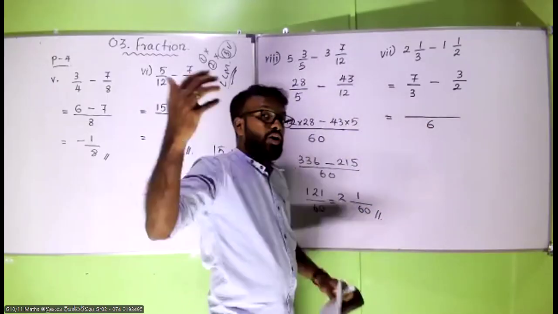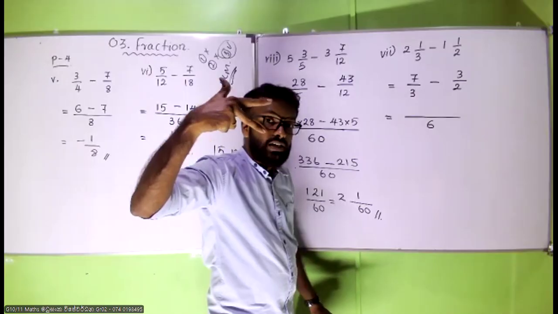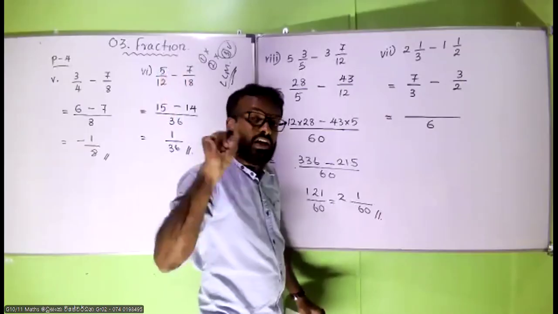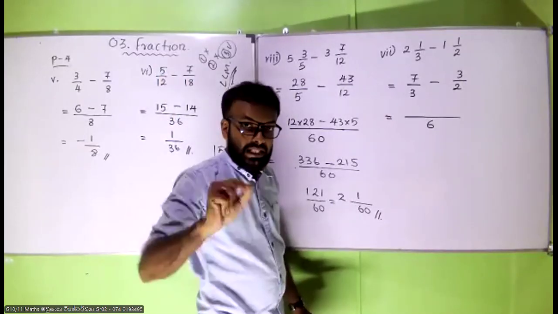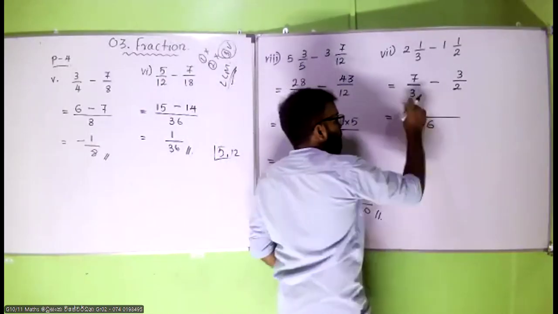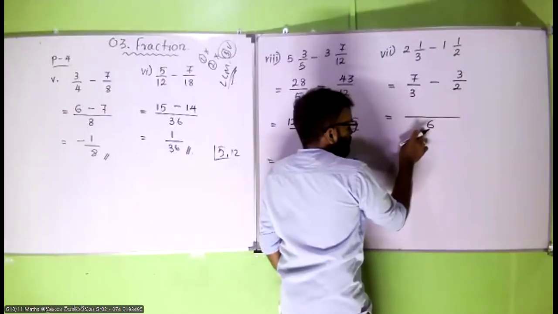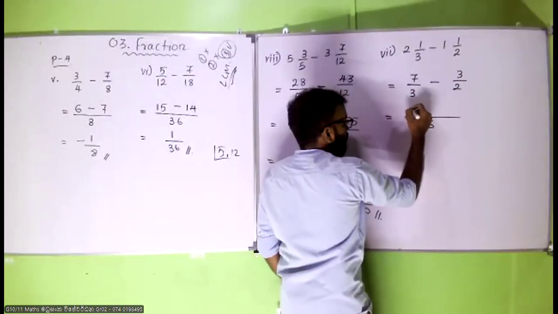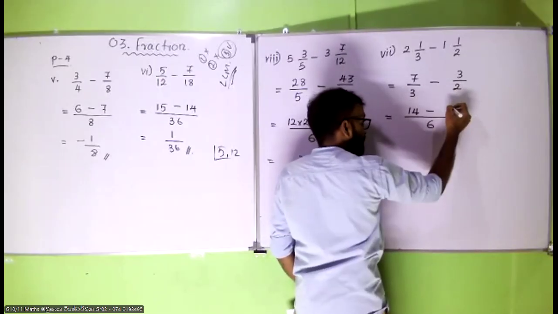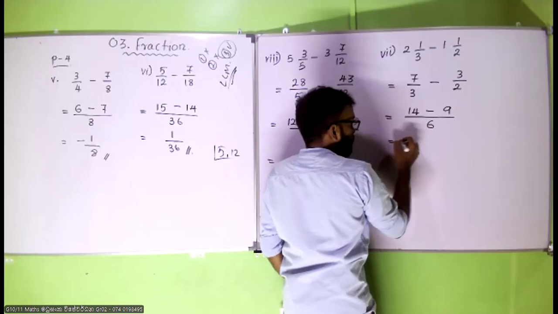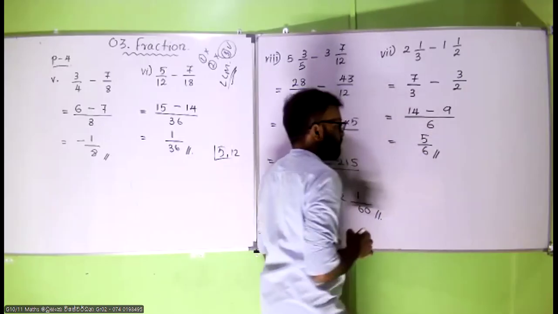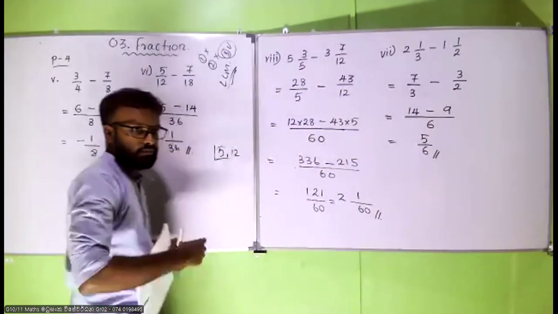Right. If one of these three conditions that I am saying is yes, you have to definitely find LCM. Alright. How many threes are there for 6? 2. 2 times 7, 14. How many twos are there for 6? 3. 3 times 3, 9. So 14 minus 9, 5. 5 upon 6. That is your 7. Alright.